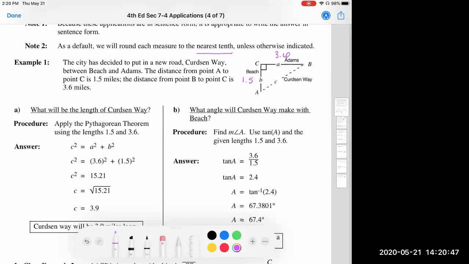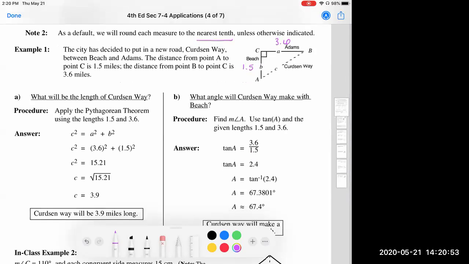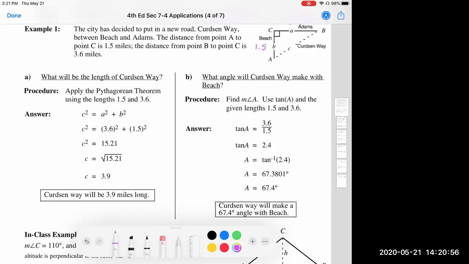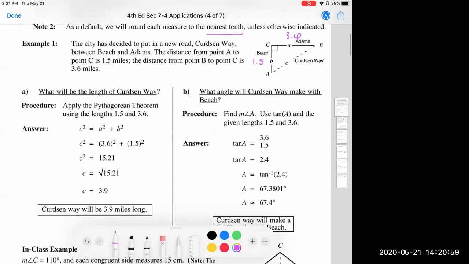So we set that A to C is 1.5 miles. The distance from point B to C is 3.6. All right, great. Question A, what will be the length of Curzon Way? Well, Curzon Way is this one right here, so this is our unknown. It's telling us that we have a right triangle. It gives us a little right triangle symbol, a little box. So we know to get that side length, we can just continue with the Pythagorean theorem. We enter the measurements of the 2 legs because our missing length is the hypotenuse, that BC. And we get that C is about 3.9. So we write that down.